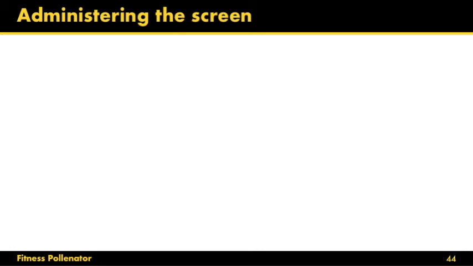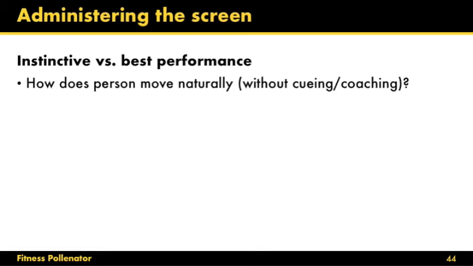Also, when we're administering the screen, I like to score it two ways. The first way is what I call the instinctive performance. This would be how the person performs the movement naturally without any coaching or cueing. This is where the FMS stops, but I like to take it one step further. If you remember back to what I said about the firefighters who were able to change their performance with knowledge of the scoring criteria, we can use this information to our advantage.